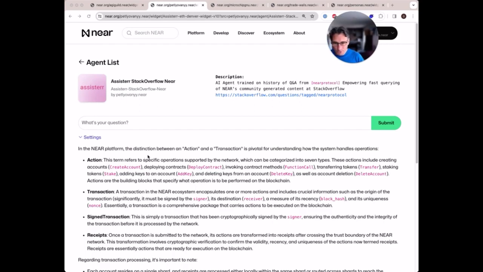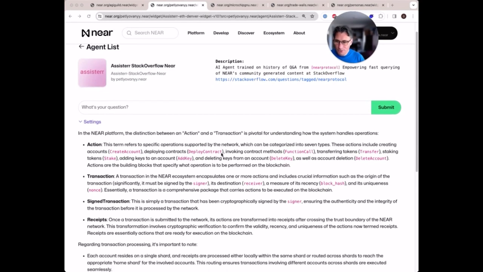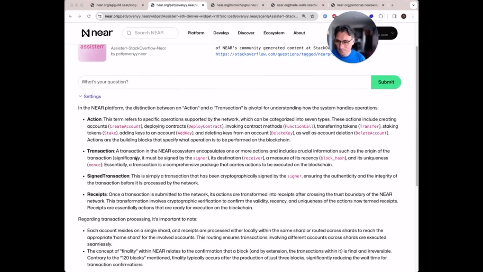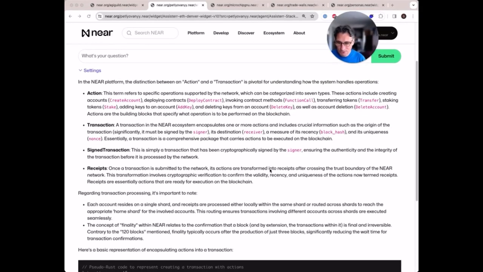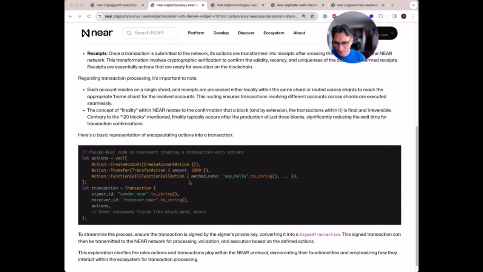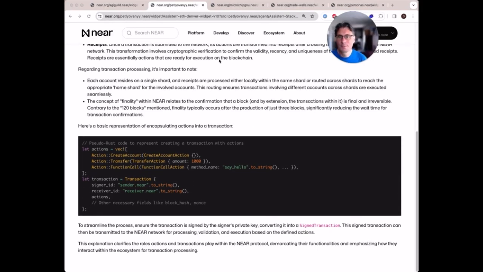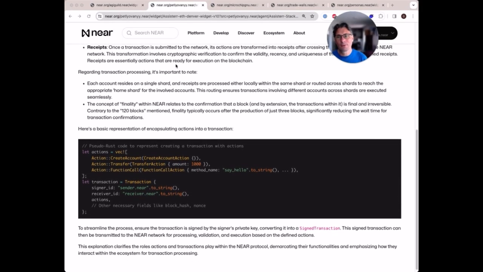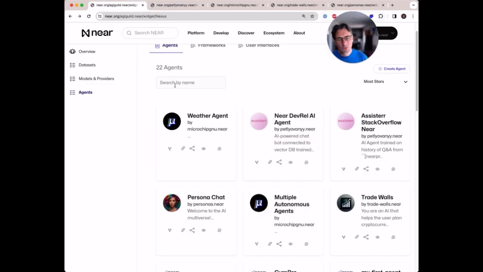Okay, so it's given us an answer here, and it's going to tell us a little bit about actions and transactions, along with some code in Rust. So pretty good answer. And we can ask it more questions we might have that are near specific. But let's look at a different agent.